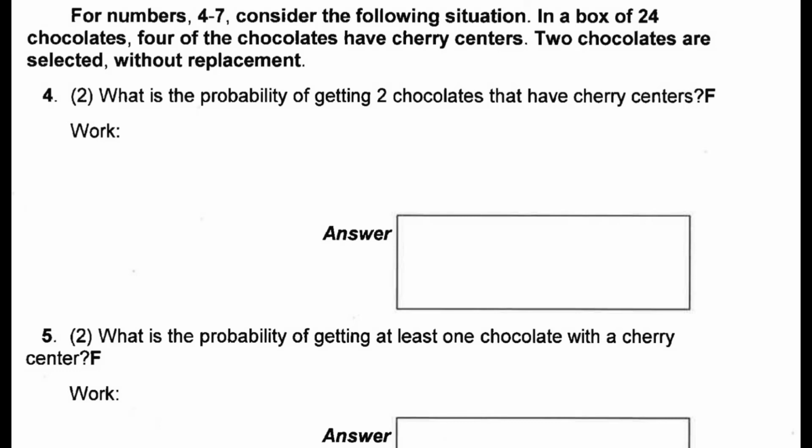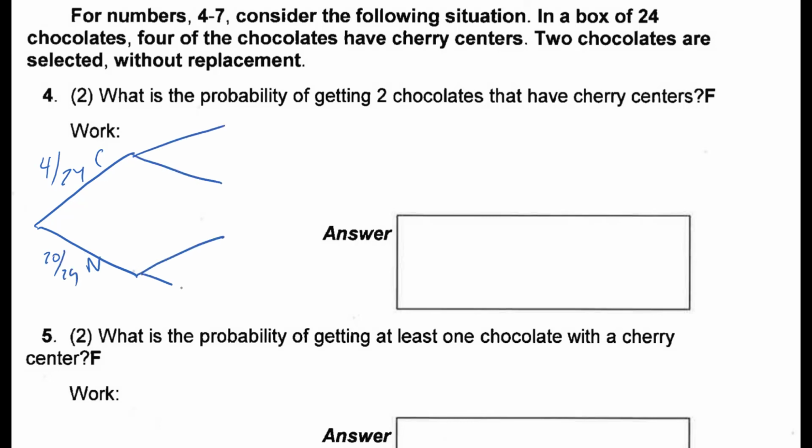Let's see what I can do here. Okay, so I've got a box of chocolates. 4 have cherry centers. So I just need a way to mark this. Let's go with a, like this, and this is going to have cherry centers. This is not going to have cherry centers. So on the first round, there's 24 total, which means 4 of them do, and 20 out of the 24 won't.